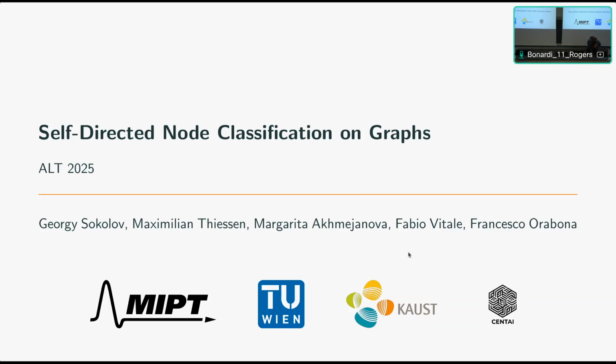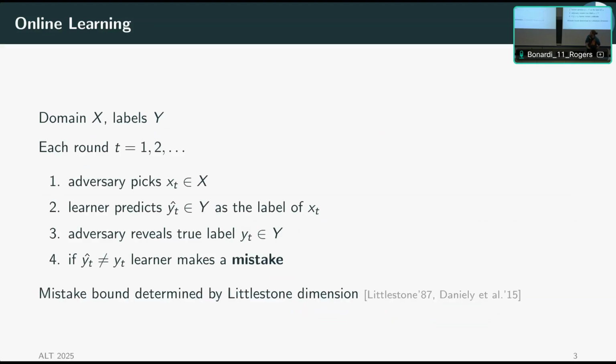Okay, so you all probably know the online classification model. We have T rounds, a domain X, labels Y. The adversary gives you a point. You have to predict the label for the point. And then afterwards, the adversary reveals the true label, and you get a mistake if you mispredict it, right? This is the classical model. The mistake bound is determined by the Littlestone dimension, we all know that.